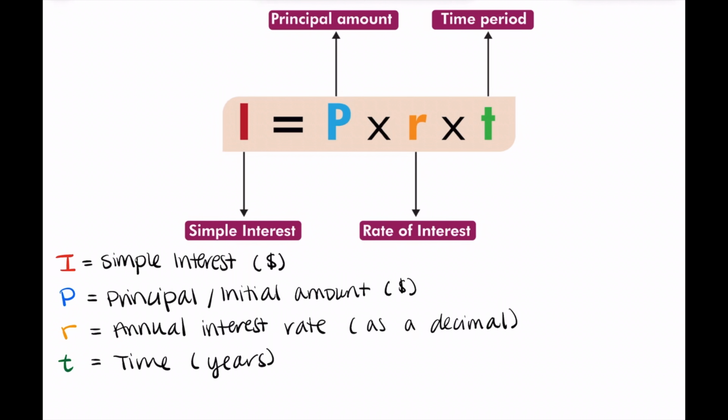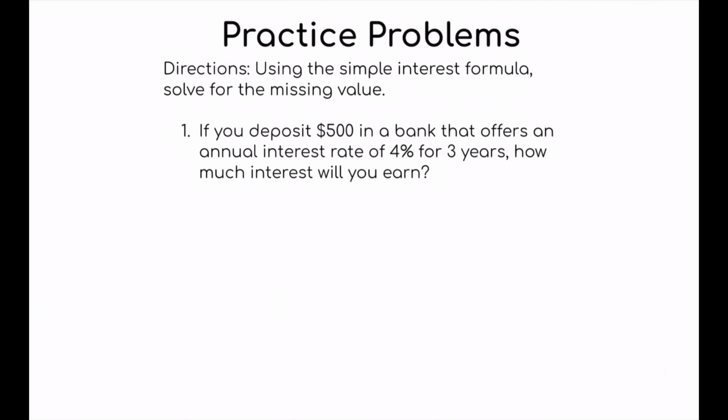Since this is simple interest and we are using an annual interest rate, our T variable will be time measured in years. There will be other interest formulas that we'll go through in later videos that will have T in a different unit, but for now, this T for the simple interest formula is time in years. Make sure to copy this equation down in your notebook because now we are moving into our practice section for today. For our practice problems today, the directions say, using the simple interest formula, solve for the missing value.